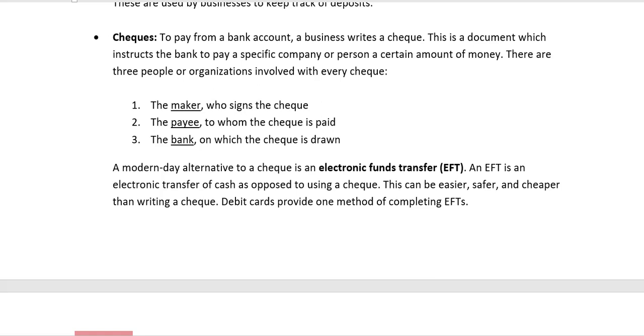A modern day alternative to a check is an electronic funds transfer, short form EFT. An EFT is an electronic transfer of cash as opposed to using a check. This can be easier, safer, and cheaper than writing a check. Debit cards are one method of completing EFTs.